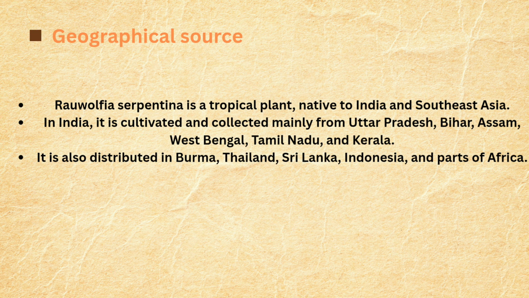Geographical sources: Rauwolfia serpentina is a tropical plant native to India and Southeast Asia. In India, it is cultivated and collected mainly from Uttar Pradesh, Bihar, Assam, West Bengal, Tamil Nadu, and Kerala. It is also distributed in Burma, Thailand, Sri Lanka, Indonesia, and parts of Africa.